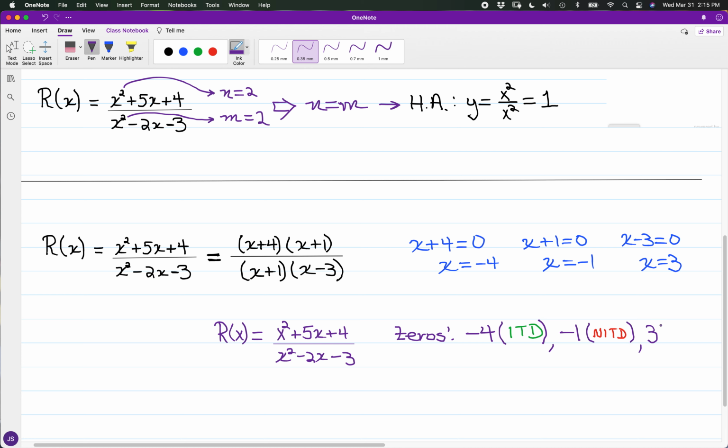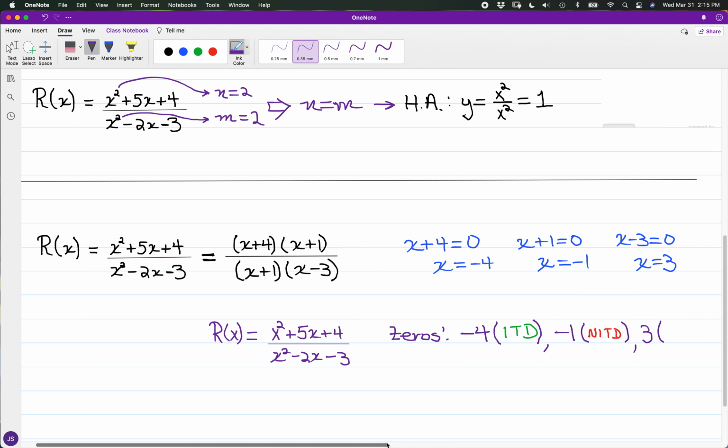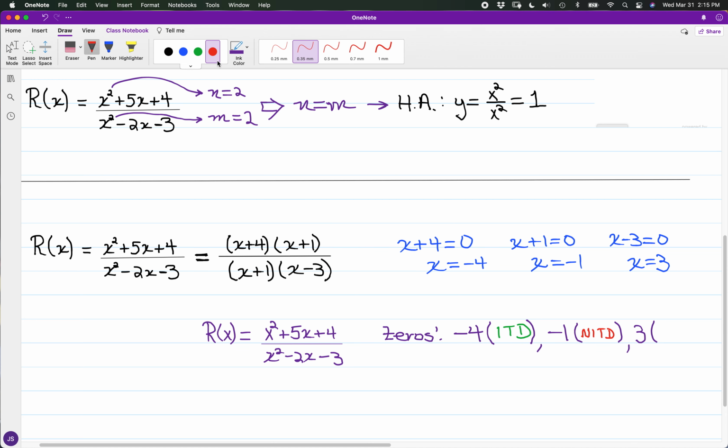And as for 3 itself, this comes only from x minus 3, which is exclusively in the denominator. And again, for a rational function to be real, the denominator cannot be 0 in value. So 3 is also not in the domain.